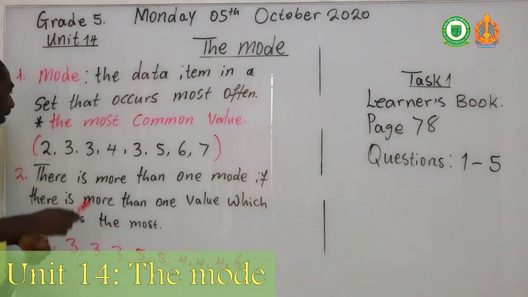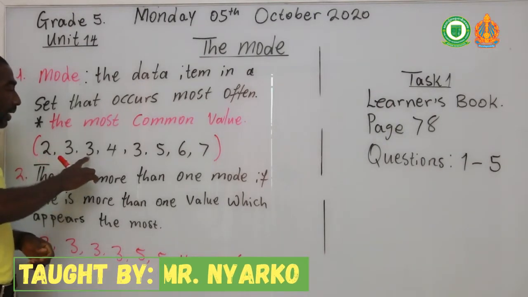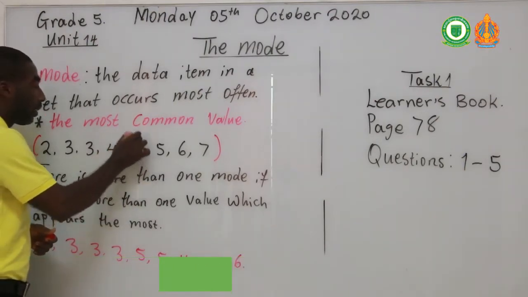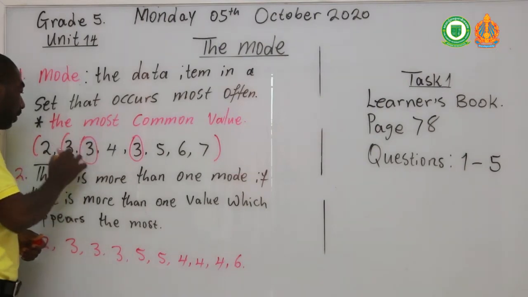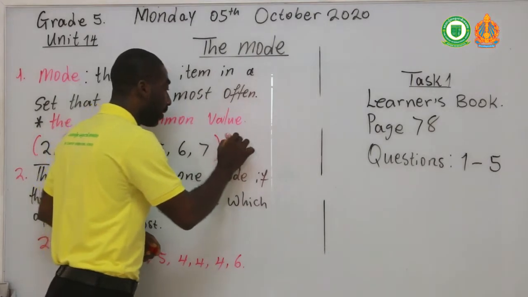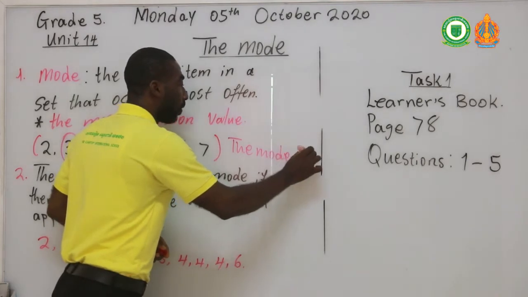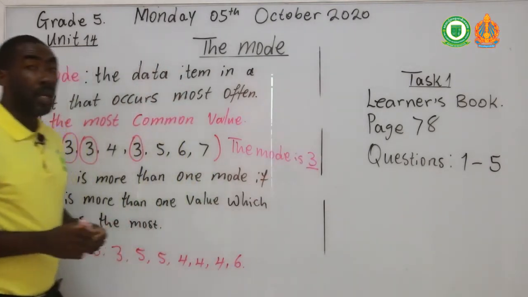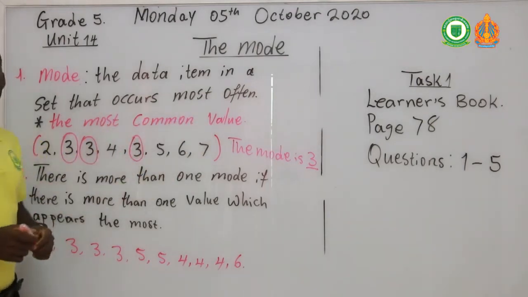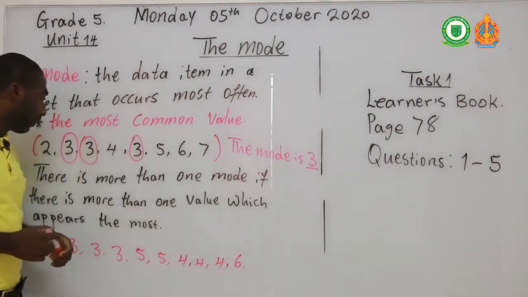So when you look here, we have 2, it's appearing just once, and then we have 3 here, 3 here, and 3 here, okay? So 3 is appearing 3 times. So that means the mode is 3, because it is the most common value in this set of numbers.